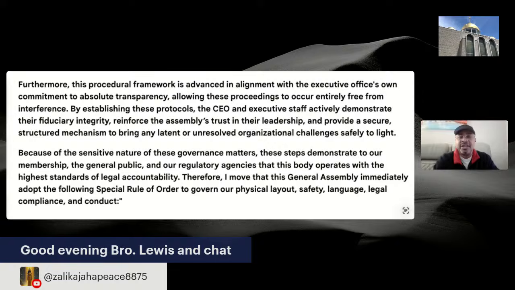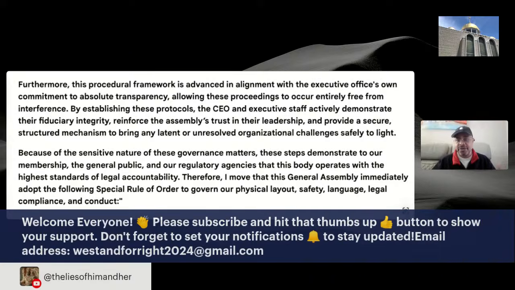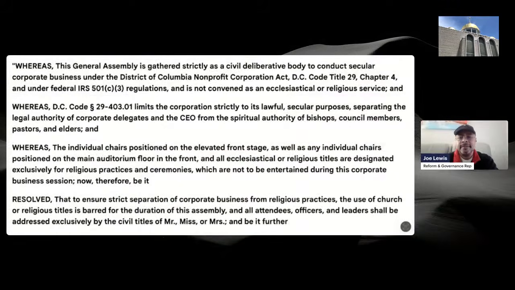In the middle of that first paragraph, by establishing these protocols, the CEO and executive staff actively demonstrate the fiduciary integrity, that we are here to ensure that we take care of the best interests of the organization and its people. Let's go to the next frame. And it continues here.